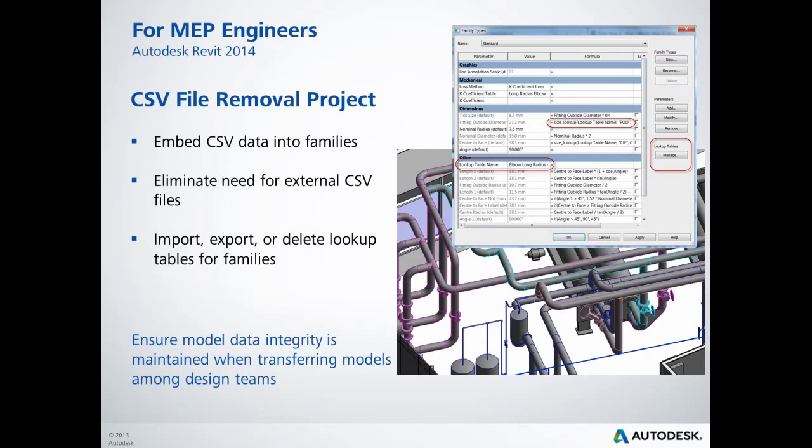Eliminate the need for external CSV files by embedding the CSV data into the families. Collaboration and sharing BIM models amongst team members is made easier since you no longer need to worry about a missing CSV file. A new Lookup table manage tool inside the family editor provides the ability to manage CSV data previously held in the external CSV files. Bottom line, you can help ensure model data integrity is maintained when you're transferring models amongst design team members by embedding the CSV data into your families.